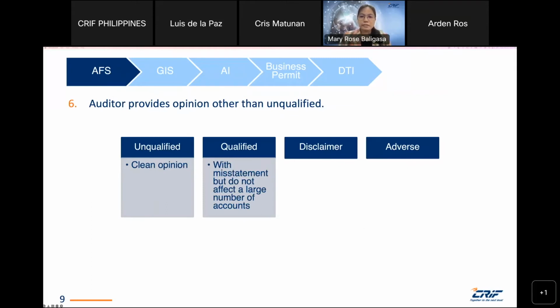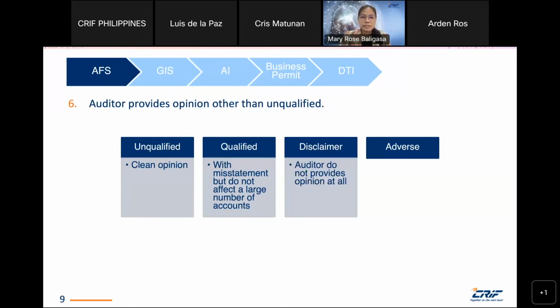For the qualified opinion, it can be issued due to a GAAP departure or a scope limitation. In both cases, the misstatements are material but not pervasive. This means there is a material impact on the financial statements, but the misstatements are not widespread or do not affect a large number of accounts. But still, meron pa rin siyang material impact on the financial statements, yung misstatement na yon.